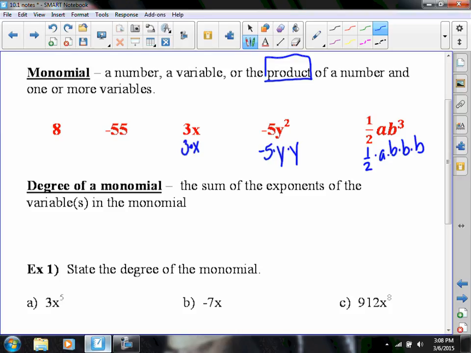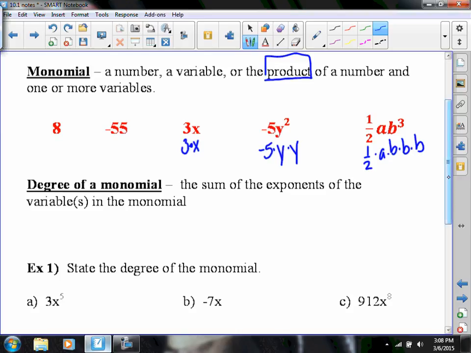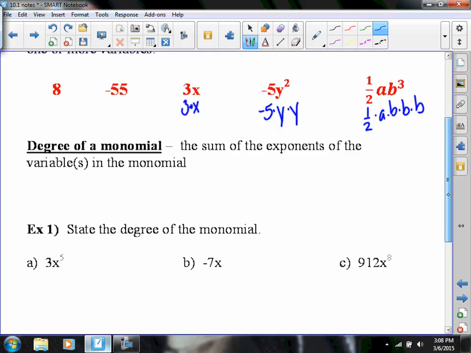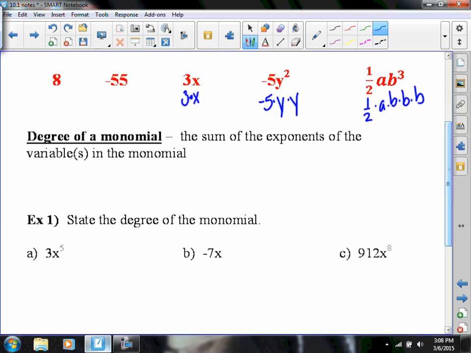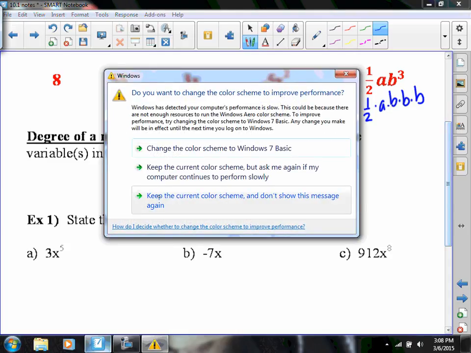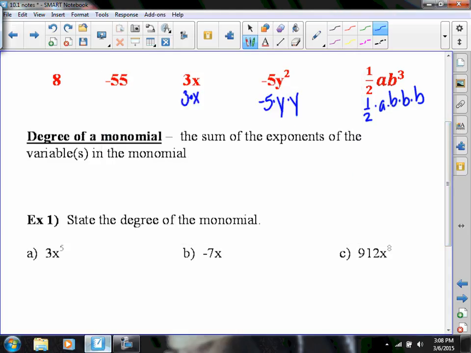Now the degree of the monomial is the sum of the exponents of the variables on the monomial. So basically we want to look at the monomial and then decide what the sum of the exponents is going to be. Usually we're just going to see these where there's one exponent. So that exponent is going to be your highest power, your highest degree.